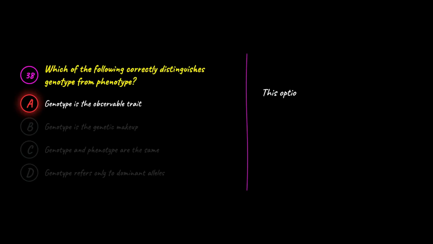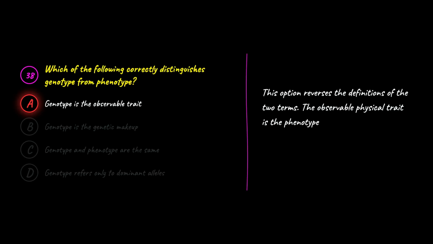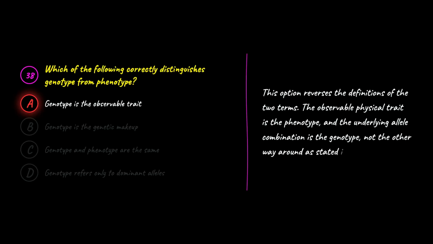A is wrong because this option reverses the definitions of the two terms. The observable physical trait is the phenotype, and the underlying allele combination is the genotype, not the other way around as stated in this answer choice.